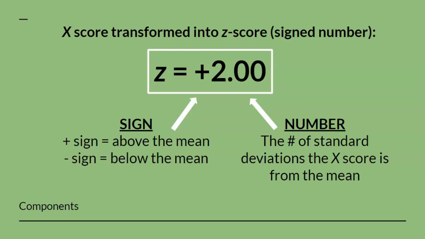When put together, the z-score here of z equals plus 2 means that the original X-score was 2 standard deviations above the mean. If this was your statistics exam score, you did awesome. When z equals 0, that means it is exactly in the middle of the normal distribution, or at the mean.